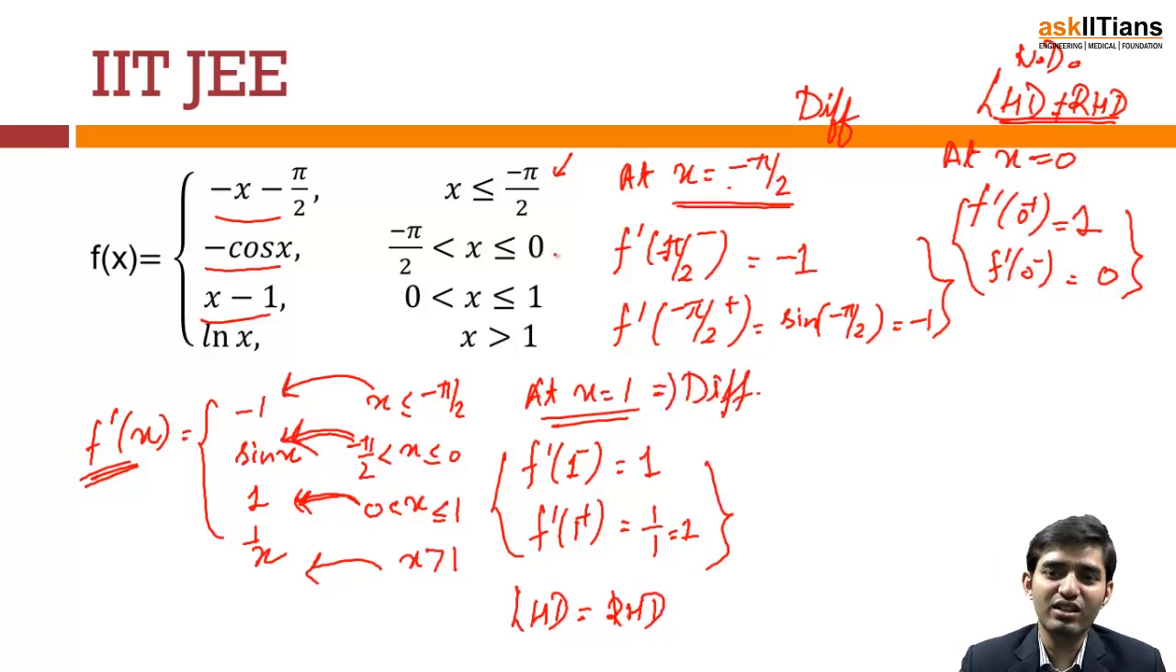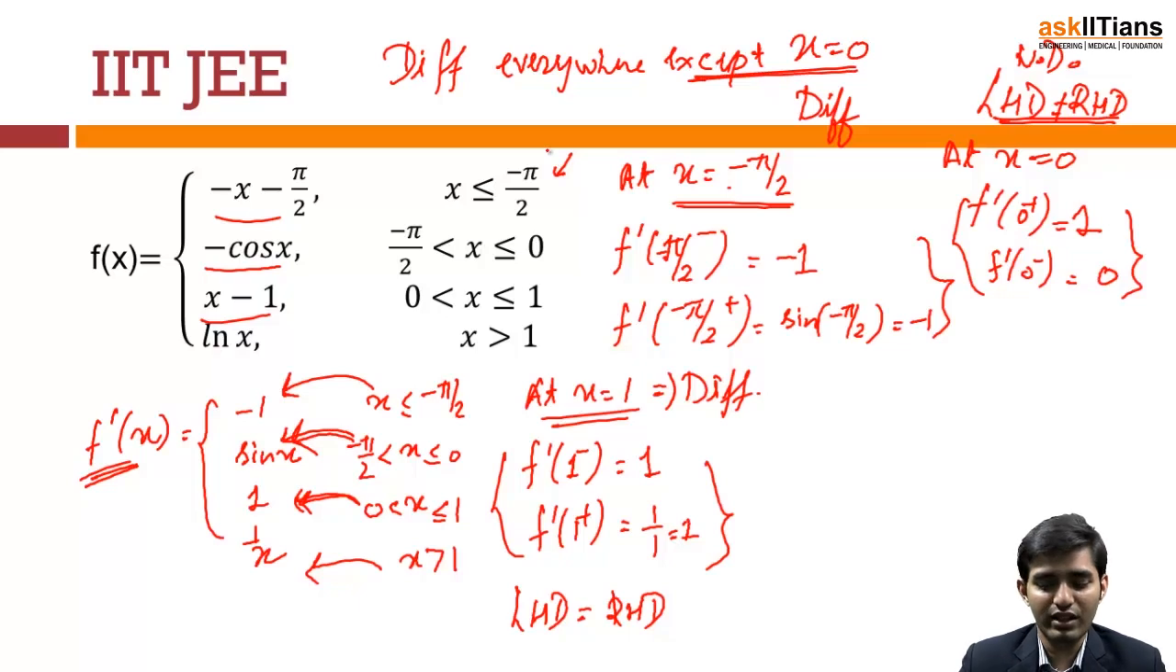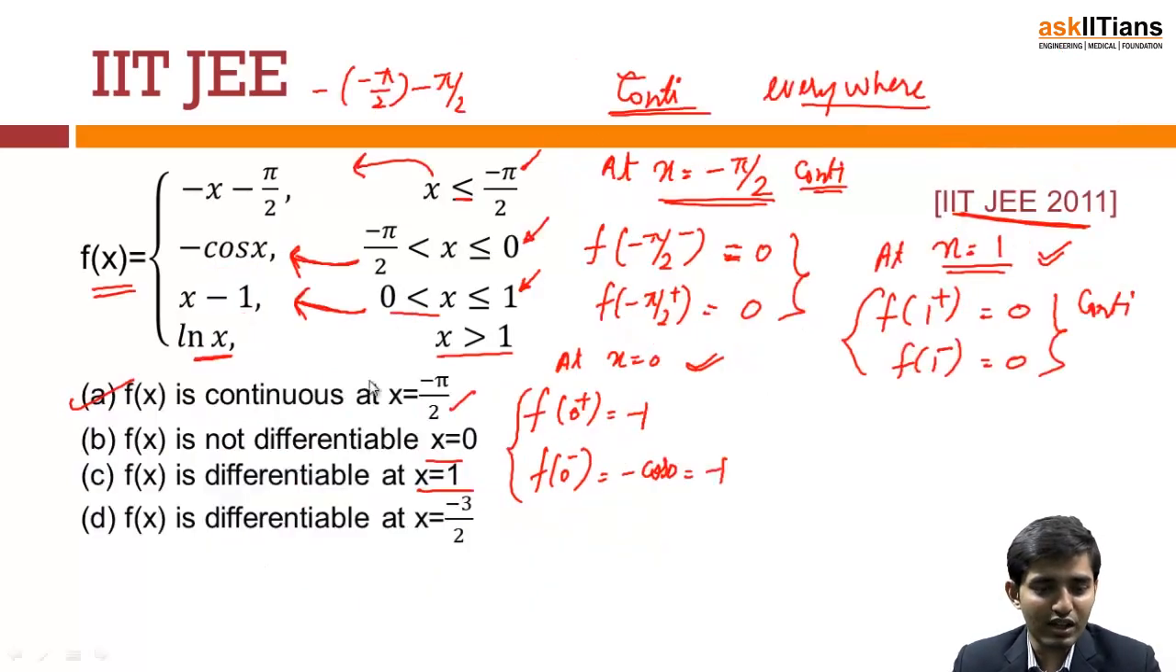So I can say that this function is differentiable everywhere except which point? Except this point, which is x equal to 0. It is not differentiable at x equal to 0, otherwise everywhere it is differentiable. So which options will be correct? The options which will be correct is, it is not differentiable at x equal to 0, this is correct, it is differentiable everywhere. So it is differentiable at x equal to 1 also, and it is differentiable at x equal to minus 3 by 2 also. Minus 3 by 2 will be somewhere in between these values, right? So obviously there it will be definitely differentiable, right?